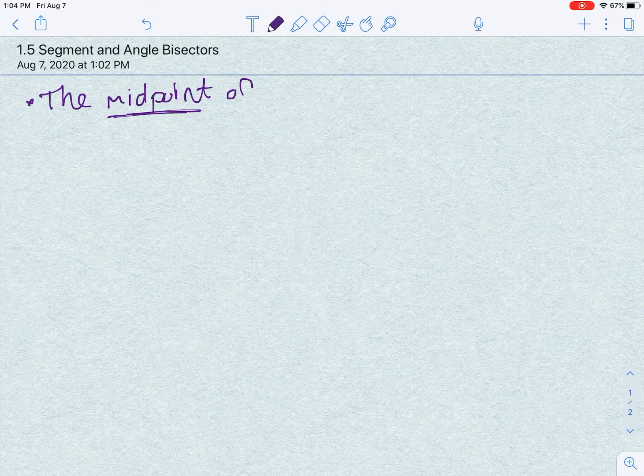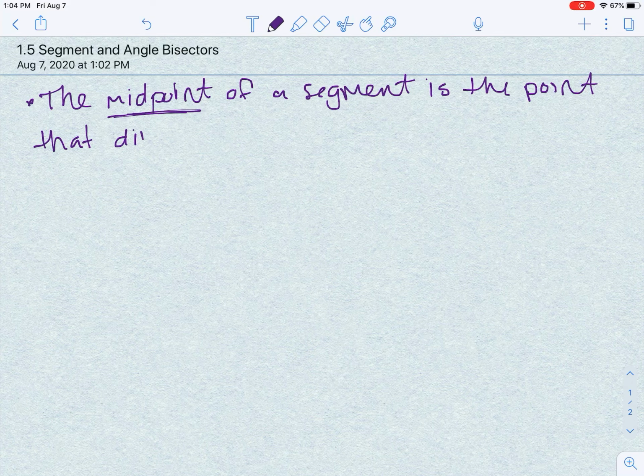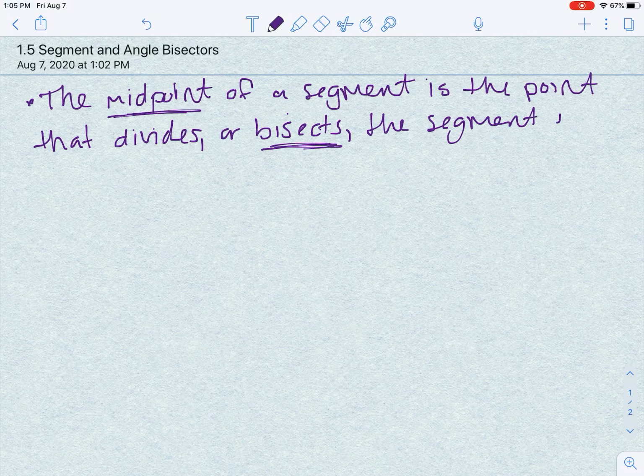So the midpoint of a segment is the point that divides or bisects. So there's your other definition. The segment into two congruent parts. Okay, so the midpoint is exactly what it sounds like.